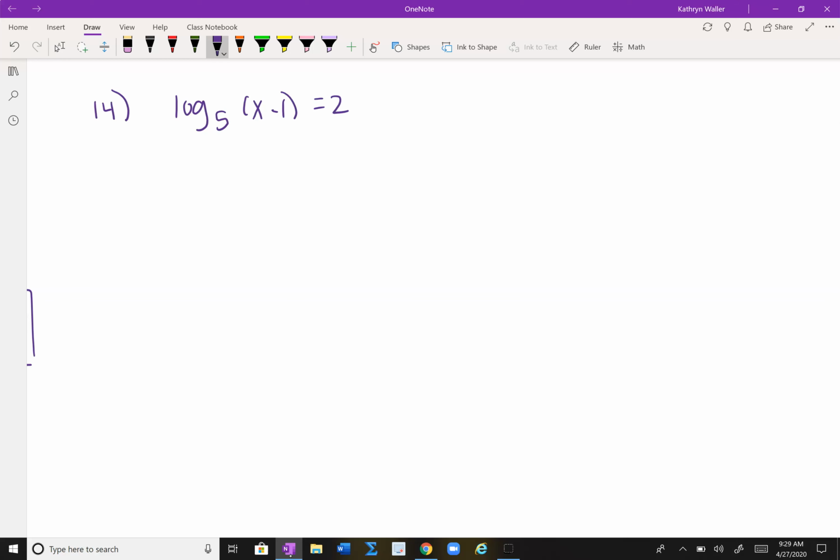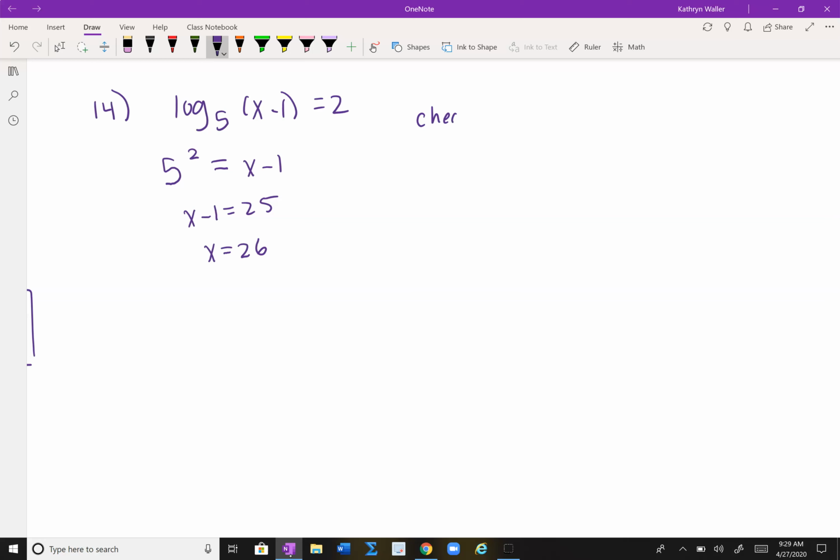Okay, so we're solving a log and we're stuck because the log is alone. So when you're stuck, you convert it. So this is going to be 5 to the other side, which is 2, is equal to x minus 1. That gives me x minus 1 equals 25. Pull the 1 over, x equals 26.